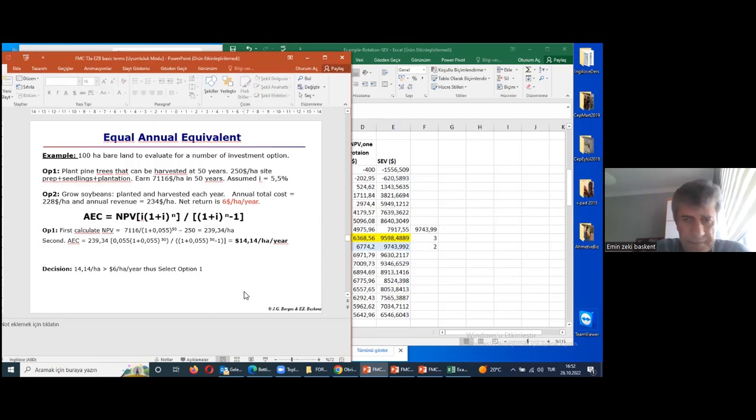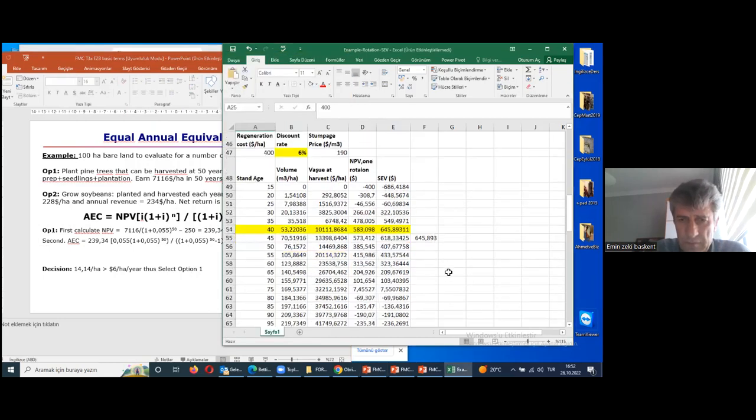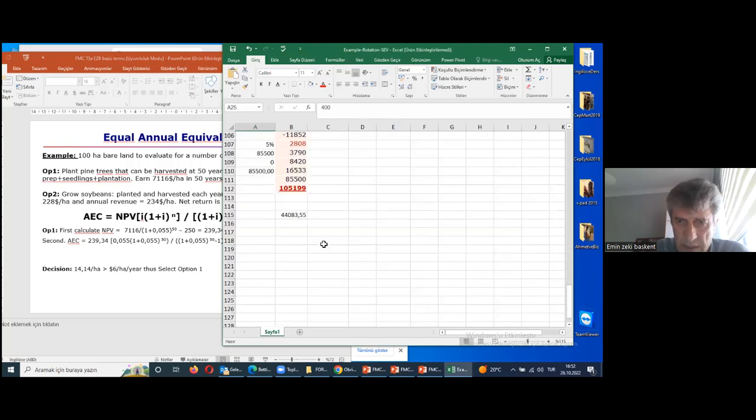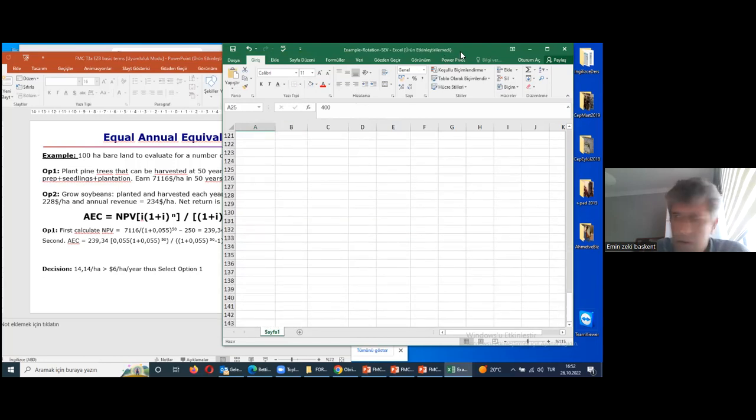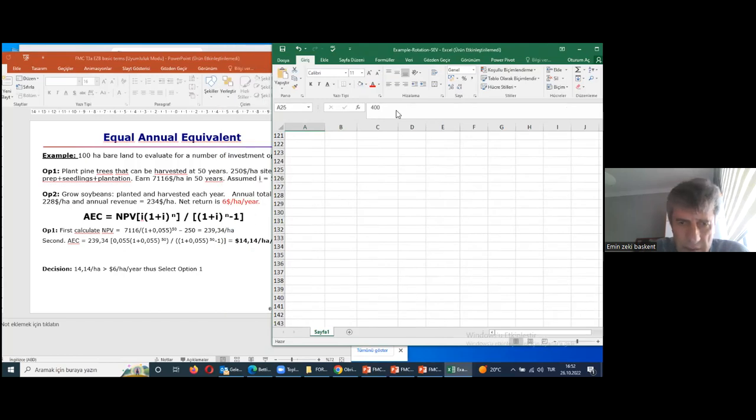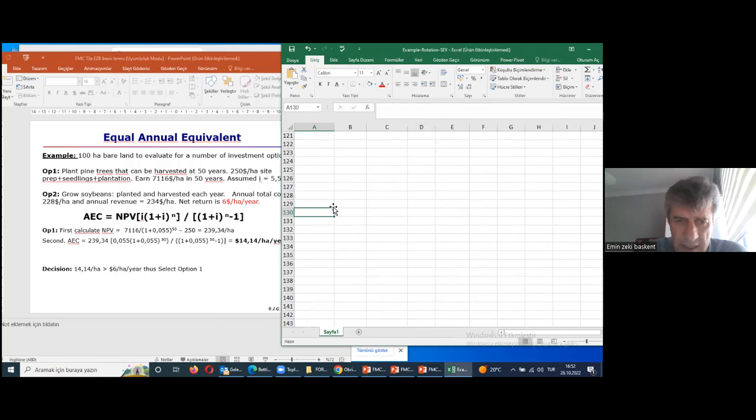Any other question? We could calculate and just take a break. I think it's time to take a break, but we will do the calculation together if you wish in Excel. The interest rate is 5.5%, the income is 7,116, the cost is 250, and the rotation period is 50.